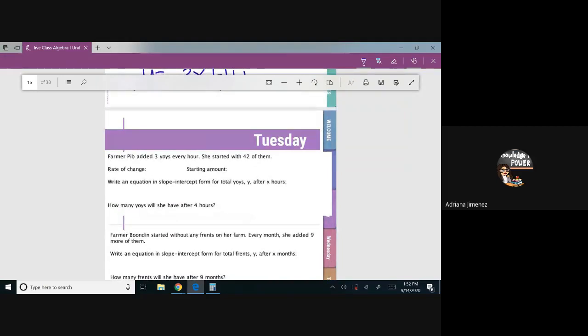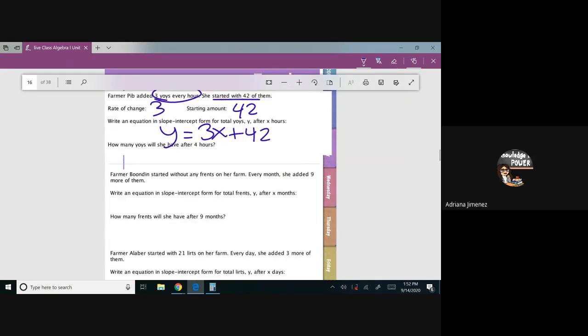Farmer added 3 every hour, started with 42. What's the equation? 3x plus 42. So not only do you have to figure out each, every, and per, you've got to read the question again and make sure it's going to be a positive or a negative. The one said added and the last one said erase. Erase means take away, so it'd be negative. This one says started without any, so that means you started with 0.